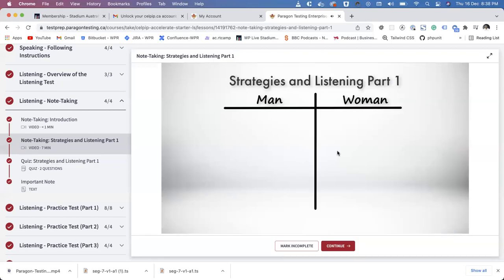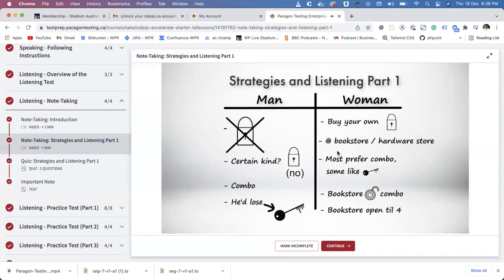What sort of notes did you take? Did you find it easy or difficult to identify the main ideas? Now let's compare. Did you write down any of the same notes? You should have noted that the main idea here was that the man's locker didn't have a lock, so he came back to student services to ask about it.